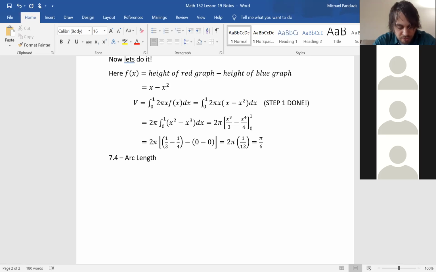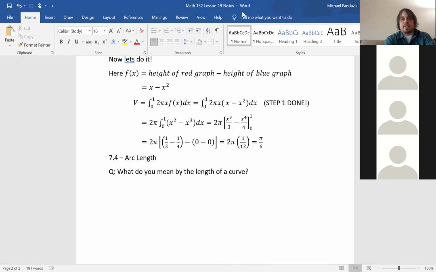Okay, so for 7.4 arc length, we want to compute the length of an arc, right? So the natural question that you ask in this section is, what do you mean by the length of a curve?